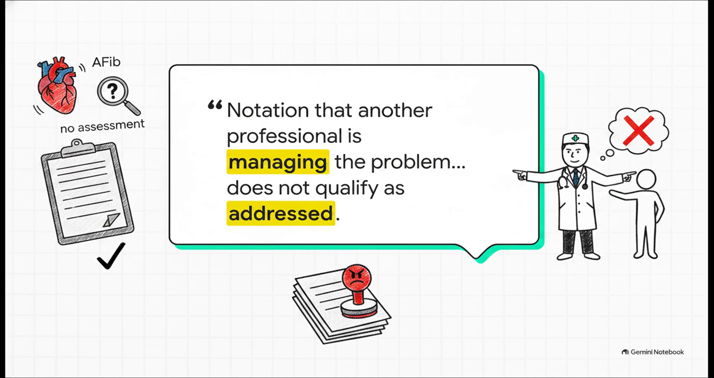I want to pause right here on this quote, straight from the AMA guidelines, because it is a massive documentation trap. It says, "Notation in the patient's medical record that another professional is managing the problem without additional assessment or coordination of care documented does not qualify as being addressed." Guys, if your provider just writes, "cardiology is managing the AFib," and literally does nothing else with it, no assessment, zero care coordination, auditors are going to strike that problem right off Chart A. It's a passive notation, not an active problem addressed.